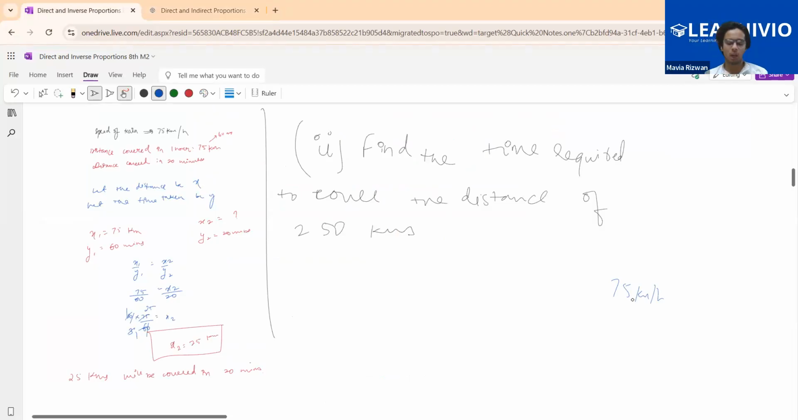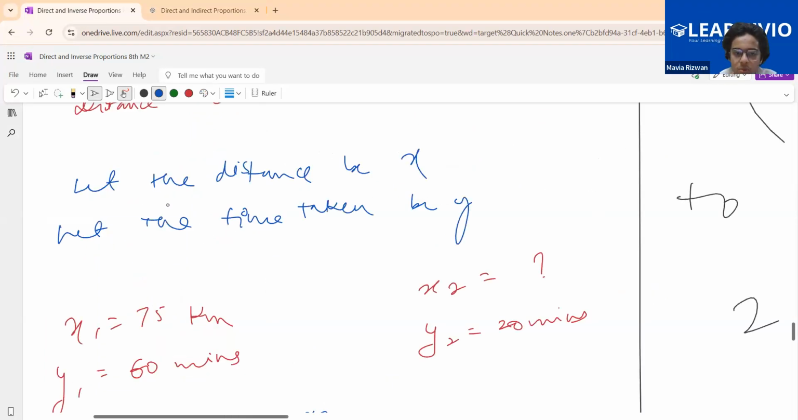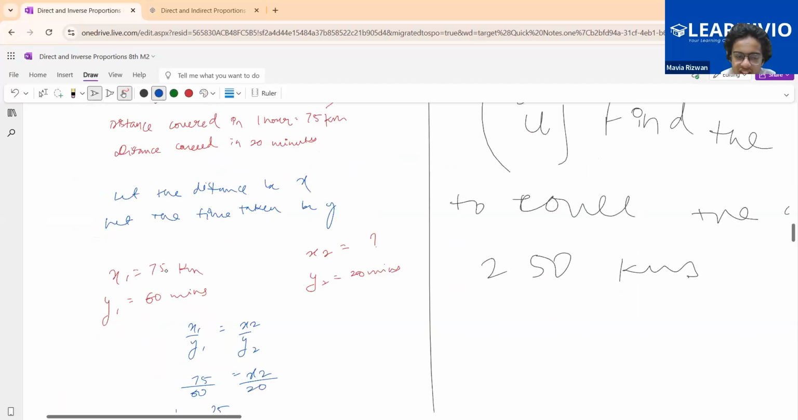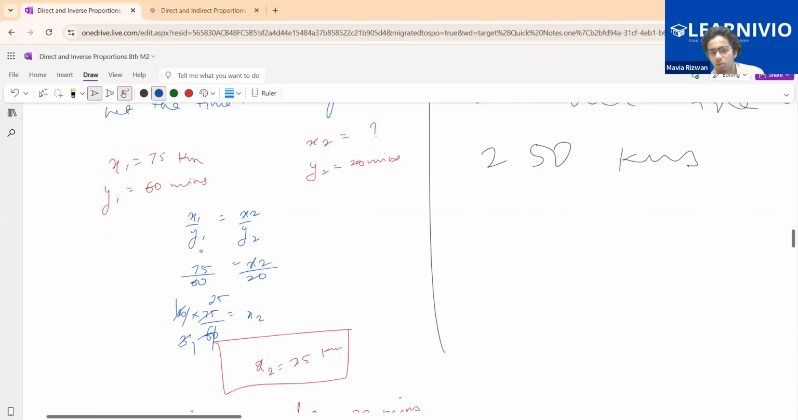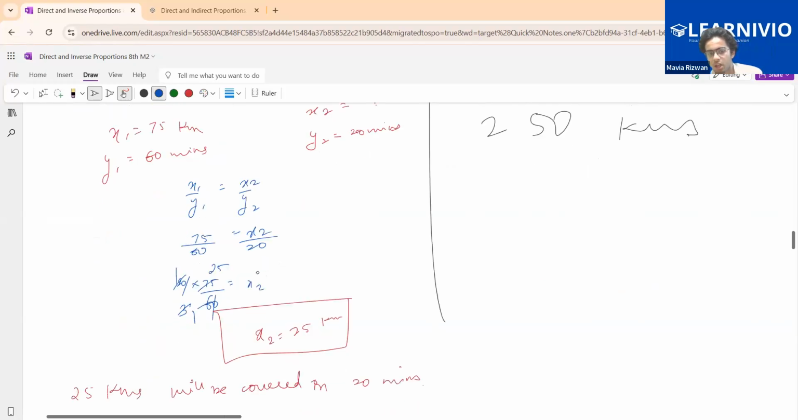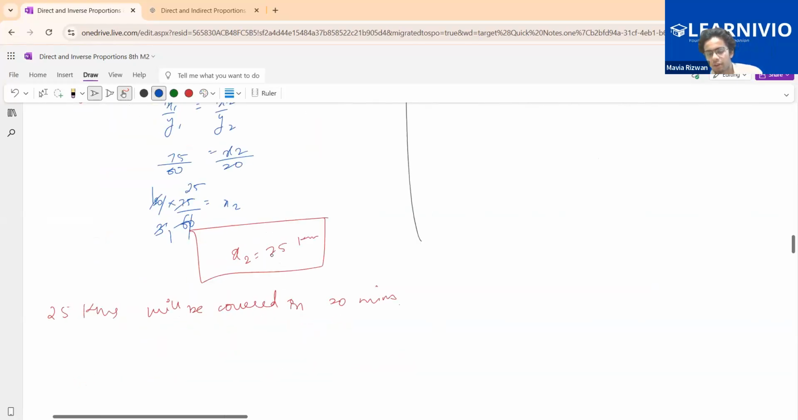This is very simple. Now, moving on, they have asked how much it will travel in 20 minutes. I told you this in the last class, I repeat it once again. I'll assume the distance to be x and the time taken to be y. So the first distance, 75 kilometers, would be covered in 60 minutes. Now we have to find x2 when y2 is 20 minutes, putting it in the formula x1 by y1 is equal to x2 by y2. So x1 is 75, y1 is 60, x2 we have to find, y2 is 20 minutes. Now from here we get x2 equal to 25 kilometers. So in 20 minutes, the distance covered would be 25 kilometers.